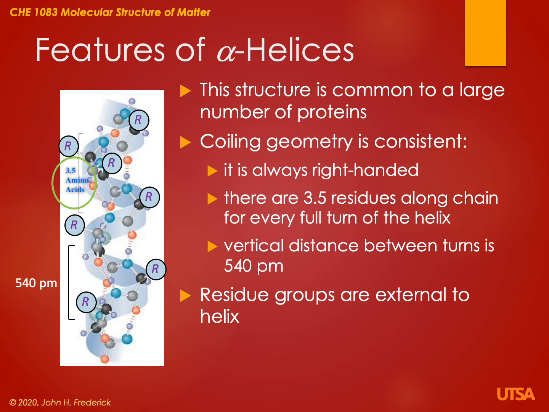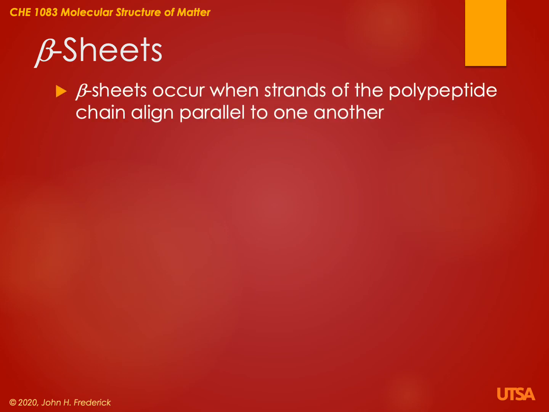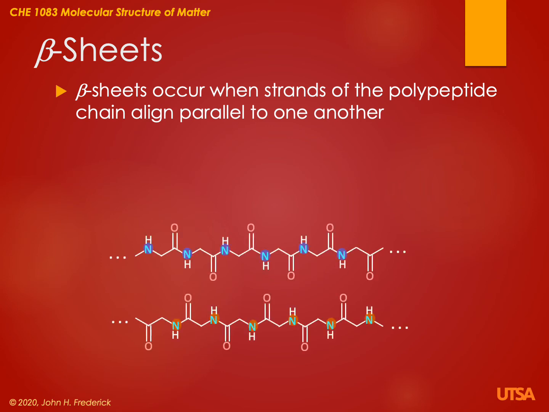The other piece, the residue chain going through there, the polypeptide part, is really just a structure to hold it together. But it's the residues that, for example, cause it to fold into a particular shape and also give it this chemical reactivity. Now there's a second type of secondary structure, and it's called beta sheets, and these occur when strands of the polypeptide chain align parallel to one another. So here's a picture of that.